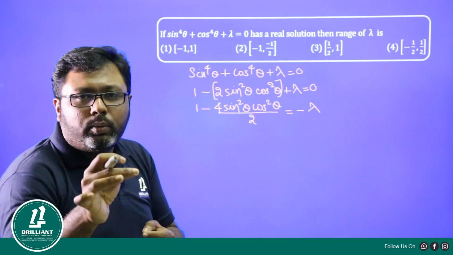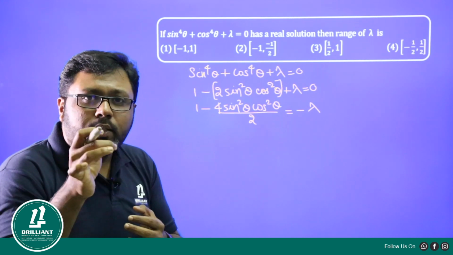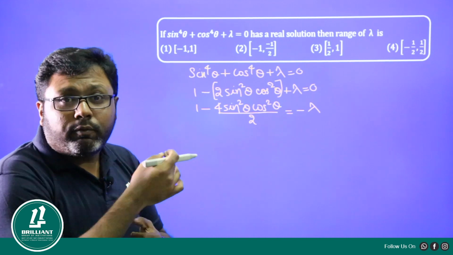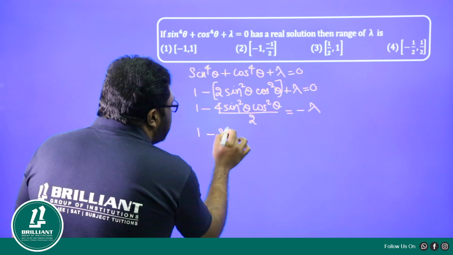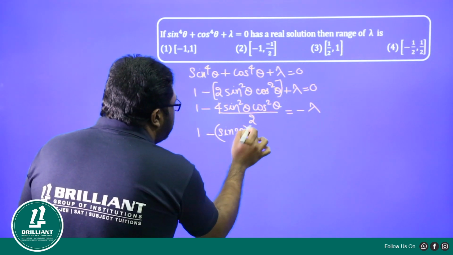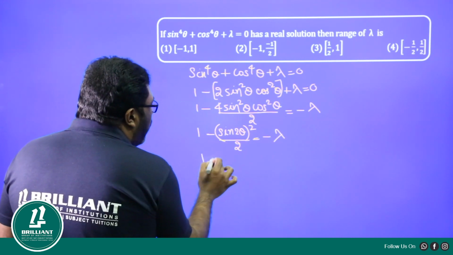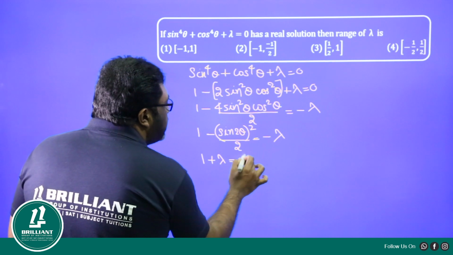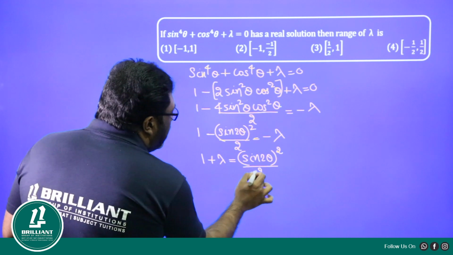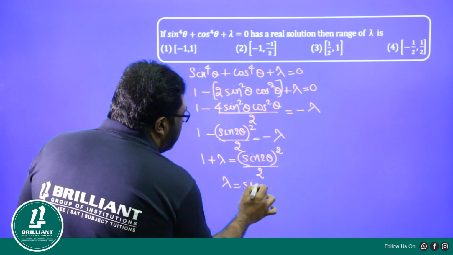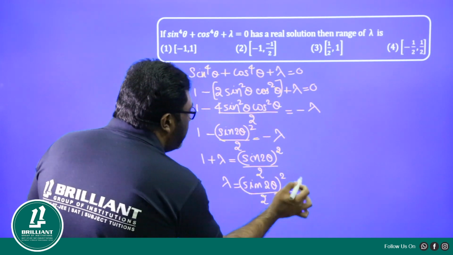What is sine 2 theta? 2 sine theta cos theta. So sine 2 theta the whole square is 2 sine theta cos theta the whole square, which is 4 sine square theta cos square theta. So this can be written as 1 minus sine 2 theta the whole square divided by 2 equals minus lambda. Rearrange it, I'll get 1 plus lambda equals sine 2 theta the whole square divided by 2. Lambda is equal to sine 2 theta the whole square divided by 2 minus 1.